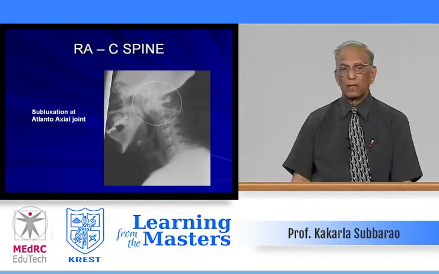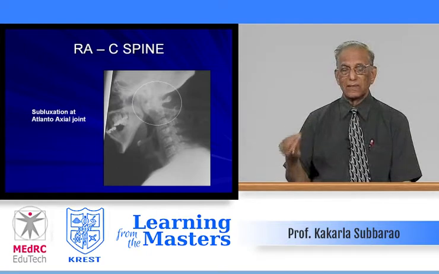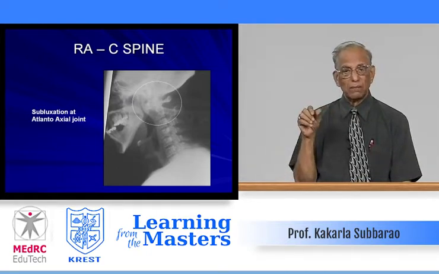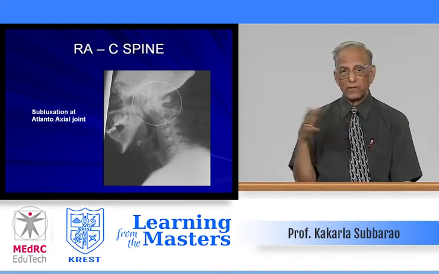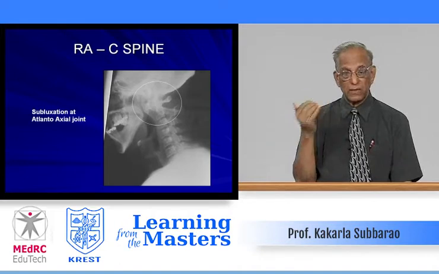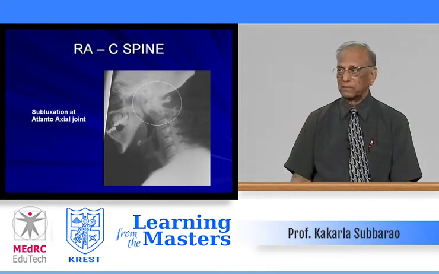Then rheumatoid arthritis of the spine, C1, C2. Look at the subluxation at the atlantoaxial joint. These are all the subtle forms of subluxation. Occasionally, the odontoid peg may be completely resorbed and complete dislocation may occur, and we have seen patients even in the radiology department becoming quadriplegic because of the subluxation aggravated with the positioning by the technician.